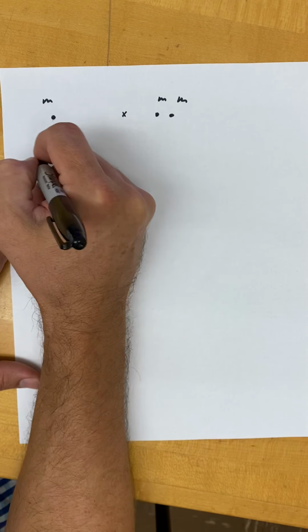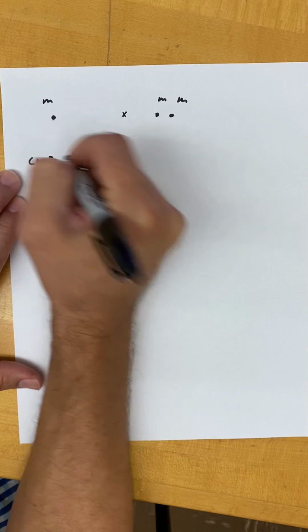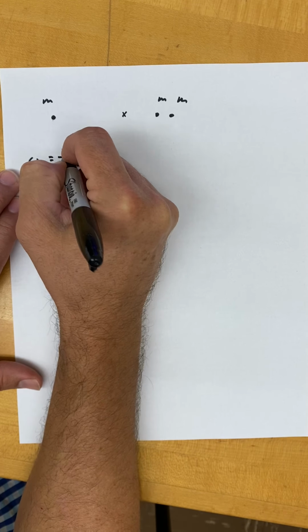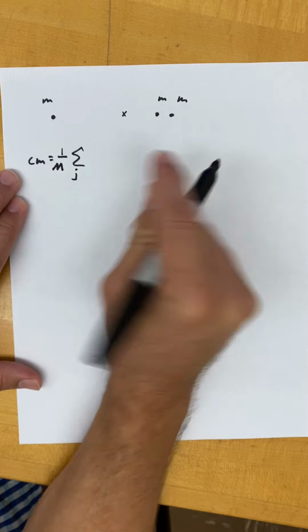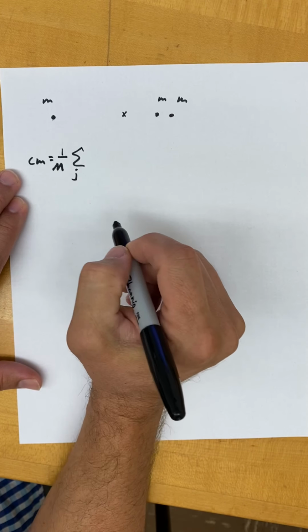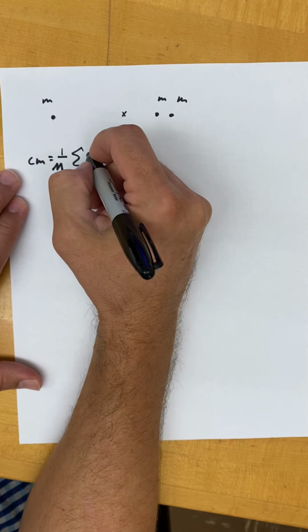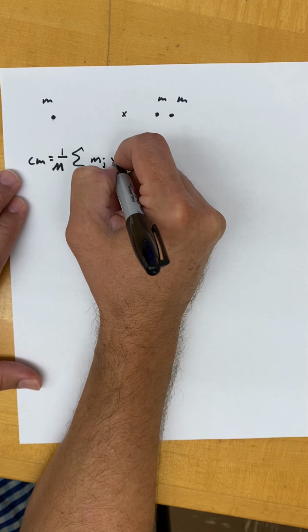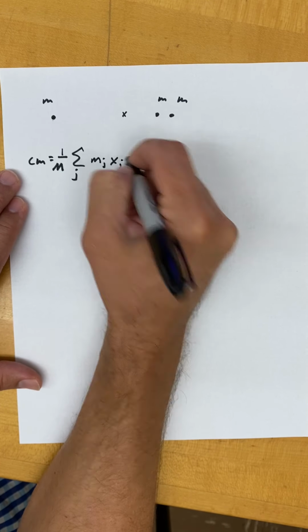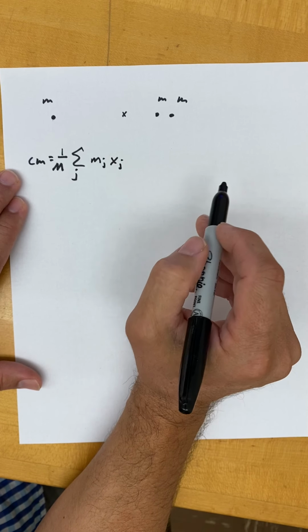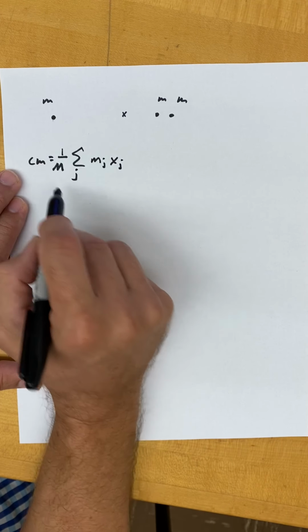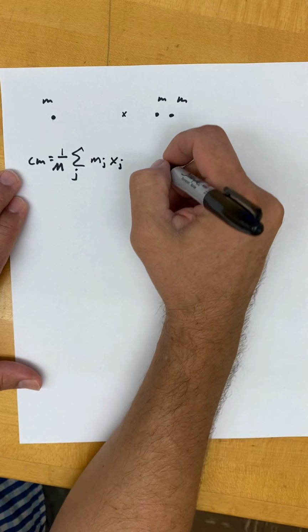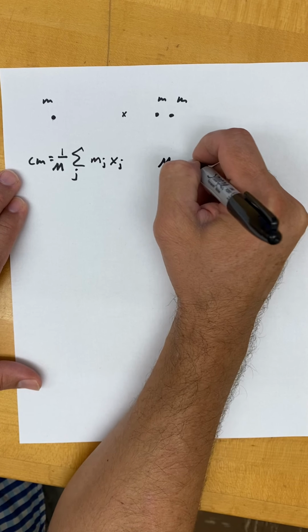So the center of mass is equal to this: 1 over, and I'm going to write big M, we'll talk about what that means in a second, of the summation over J of M sub J X sub J. All right, what does this mean? We'll talk about the indices in a second. The 1 over M, the capital M, is just total mass.